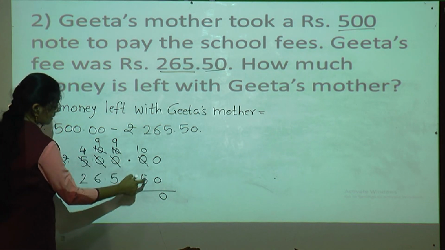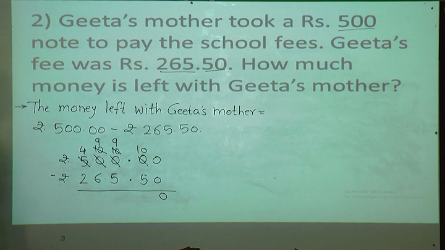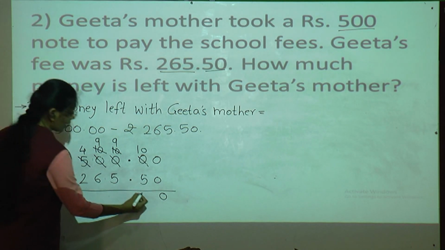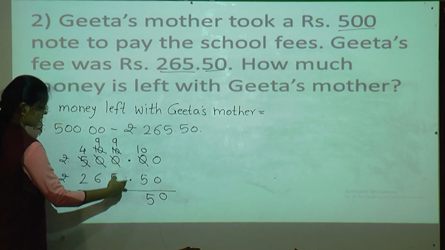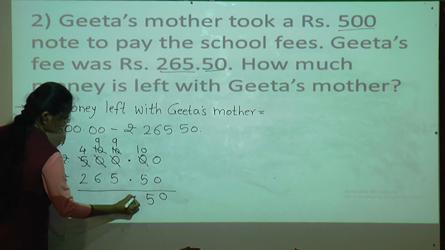Now 10 minus 5. Yes, after 5 count your fingers till 10. 10 minus 5, 5, correct. You have to count your fingers. Then see here the dot is there, so we will also give a dot.